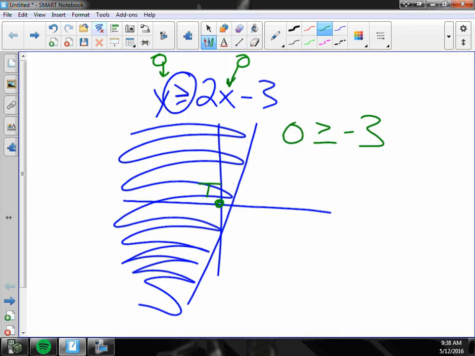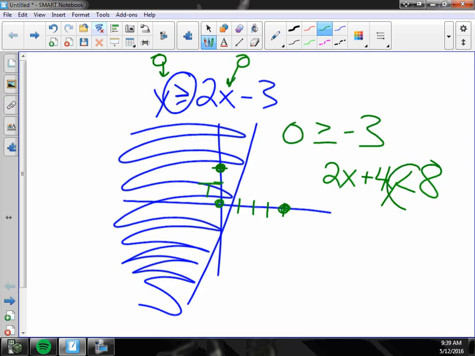If I had a second equation that looked like this, 2x plus 4y is less than 8. What's the easiest way to graph a standard form line? Cover the x, and we get 4y equals 8, divide by 4. The y-intercept would be 2, so 0, 2. Cover the y, 2x is less than 8, divide by 2. 8 divided by 2 is 4.